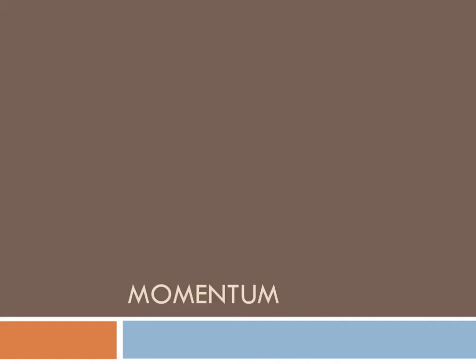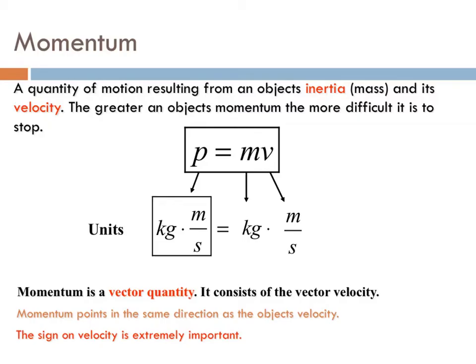This video covers momentum. Our topic of momentum is actually very similar to what it was last year. So momentum is a quantity of motion resulting from an object's inertia. Remember that inertia is an object's resistance to changes in motion.